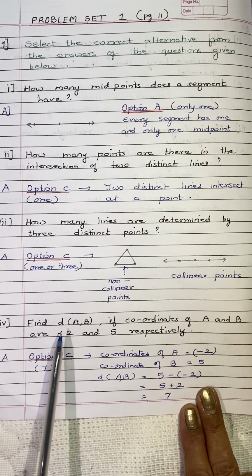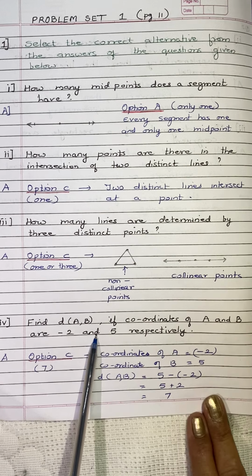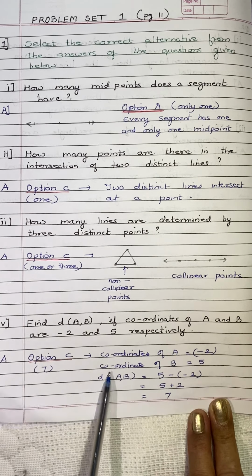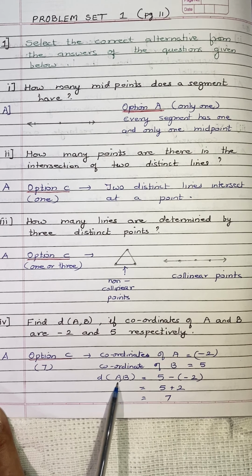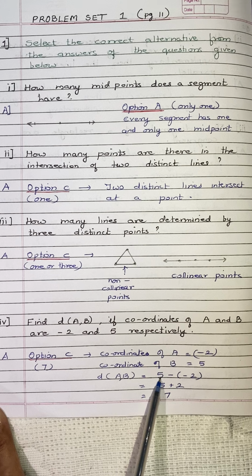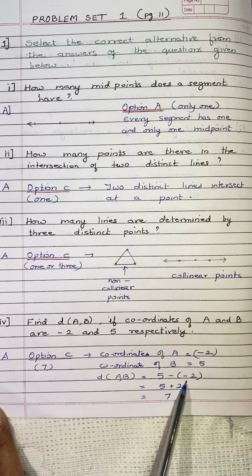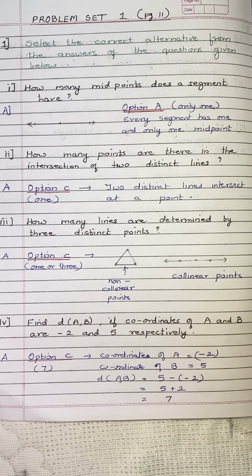Sub question 4, find distance between AB if coordinates of A and B are -2 and 5 respectively. Option C, 7. Coordinate of A is -2, coordinate of B is 5. Distance between AB is bigger number minus smaller number, that is 5 minus -2. So minus into minus plus, 5 plus 2 is 7.